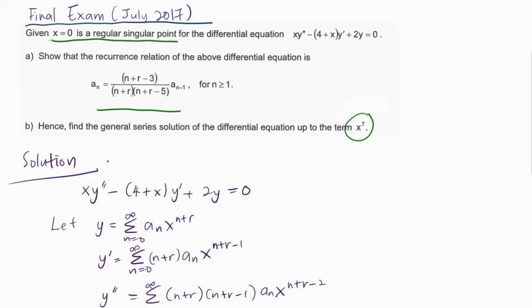Automatically, when you see x power of 7, you will think that you need to find until a7. But for this question, there is a little trick here, which means that you don't have to find until a7. So the first step will be, as usual, since it is a regular singular point, we will apply the Frobenius method.